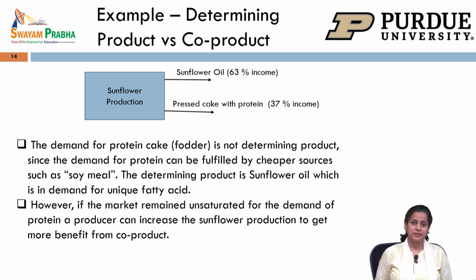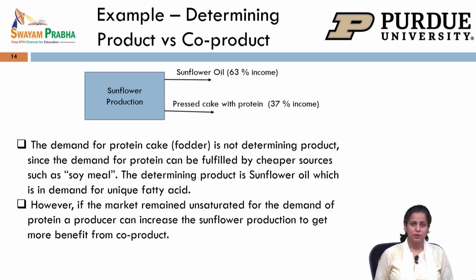However, this is again dependent on the market. If your market becomes unsaturated for the demand of protein, let us say there is an increased demand of this kind of roughage protein for feeding into animal industry or for putting as an input to cakes and other bakery items, in that case your market may require more of the sunflower cake or the pressed cake. Hence, the producer may decide to actually scale up the production to increase the pressed cake production and store the extra sunflower oil for future market sale. Hence, in this case your determining product then becomes your pressed cake.